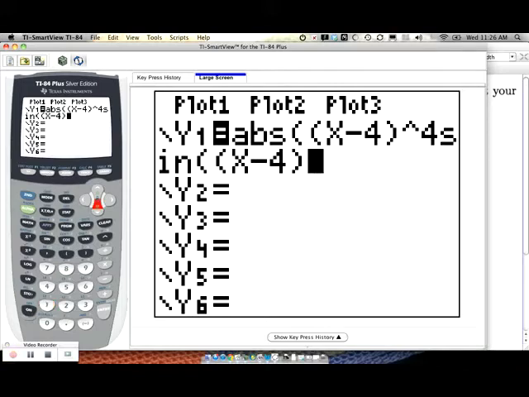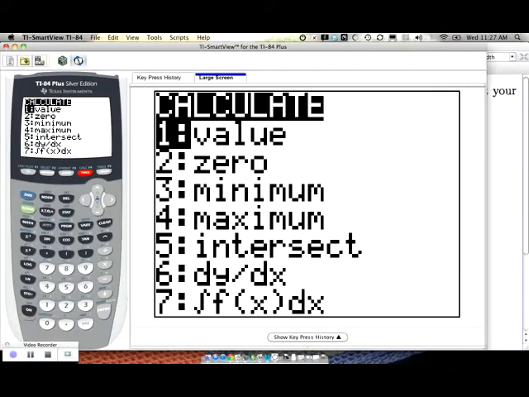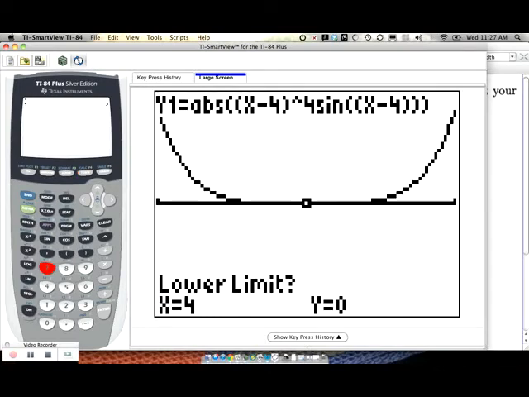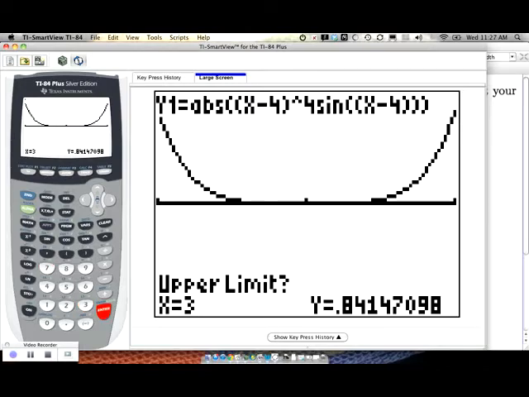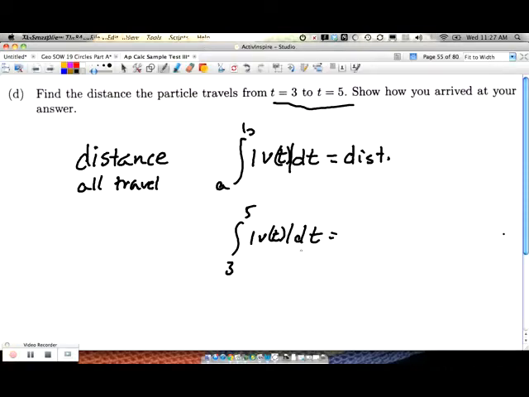So now I'm going to go down here and close it off. Now I have absolute value. What this should do is take that negative piece and flip it up here. We had a negative piece down here, but now it's up here. That's what absolute value does. It makes negative positive. So now I take the integral of this. I need to do second, calculate, integral, which is 7. Now I'm going to integrate that from 3, my lower bound, to 5, my upper bound, and bam, calculators rock, because my distance traveled is 0.29.